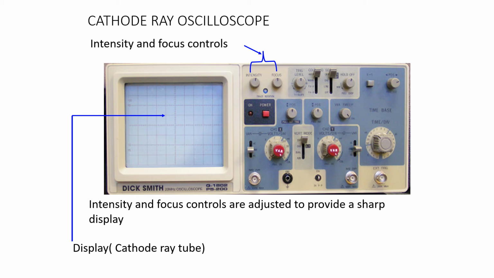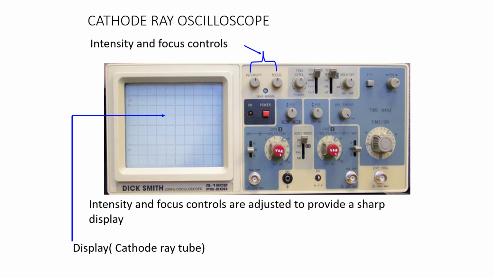Here you can see the intensity and focus controls. The intensity control controls the brightness of the screen. When adjusted, it changes the negative voltage on the control grid of the CRT and the brightness changes. This happens due to a change in the number of electrons of the beam passing through the grid. Next is the focus control. This controls the sharpness of the lighted spot or the sharpness of the wave displayed on the screen.